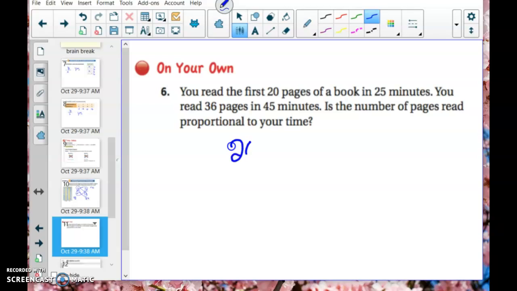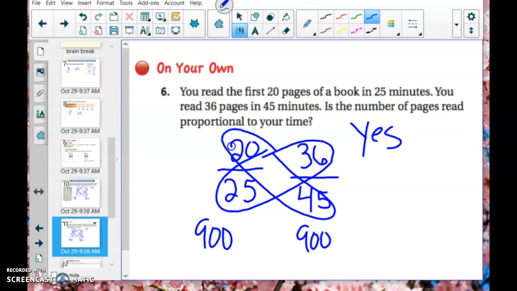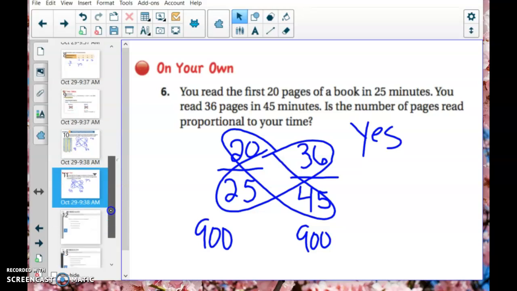Alright, you read 20 pages in 25 minutes. You read 36 pages in 45 minutes. Let's try cross products to see if they equal each other. 20 times 45 would be 900. 25 times 36 would also be 900. Because they equal the same thing, I would say yes, the number of pages read is proportional to the time.